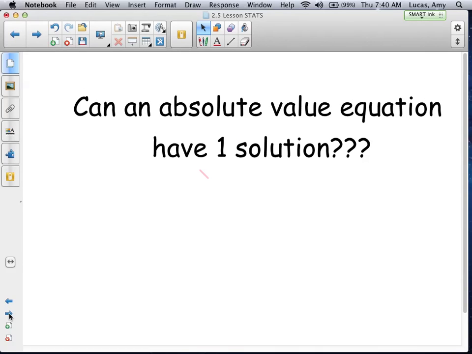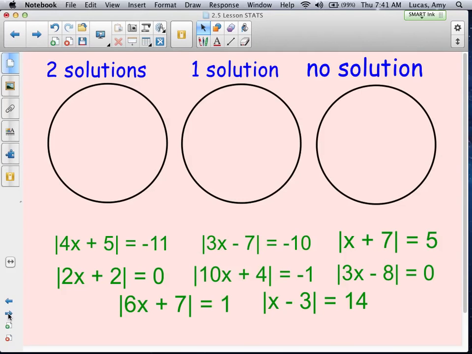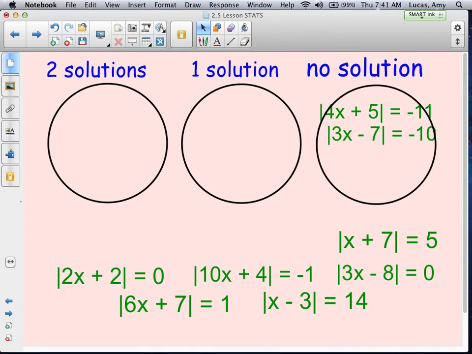Okay, can an absolute value equation have one solution? This is a challenge question that we ask you. And we ask students to really think about it and come up with ideas. And then right here, this is a click and drag where we have students click and drag. This one has a negative, no solution, no solution, no solution.